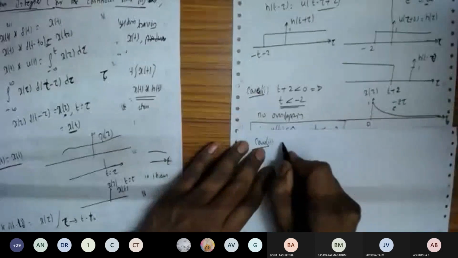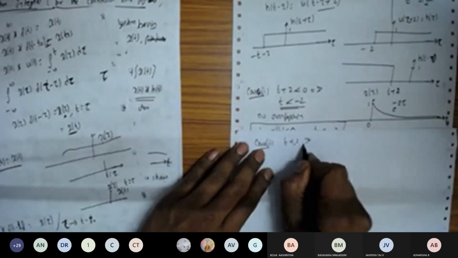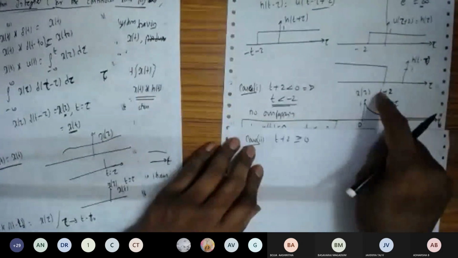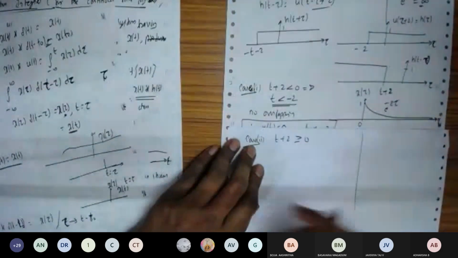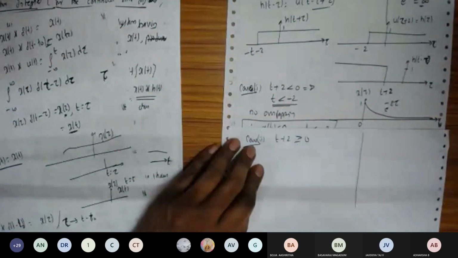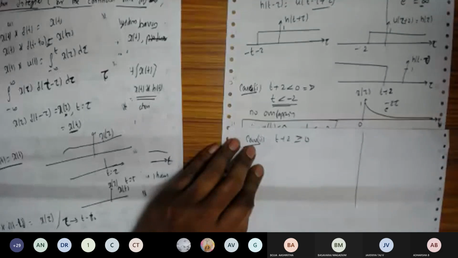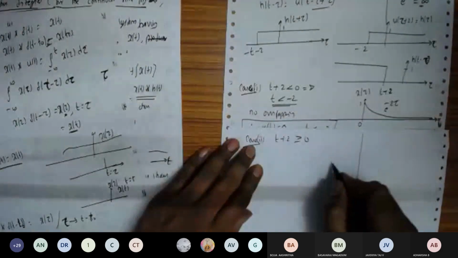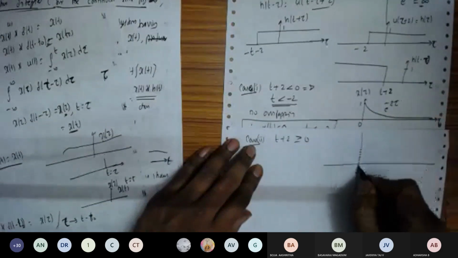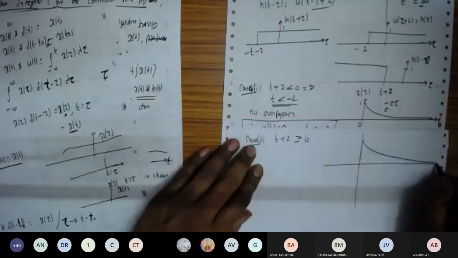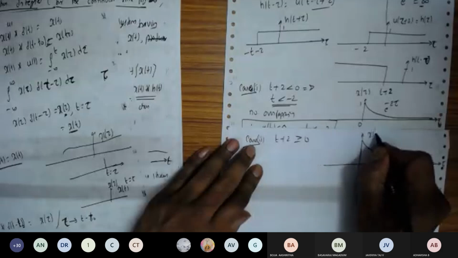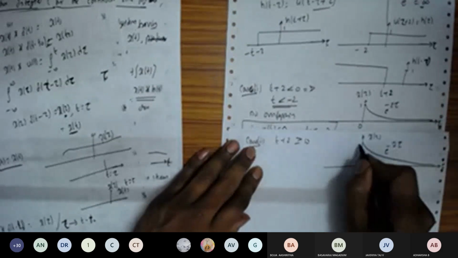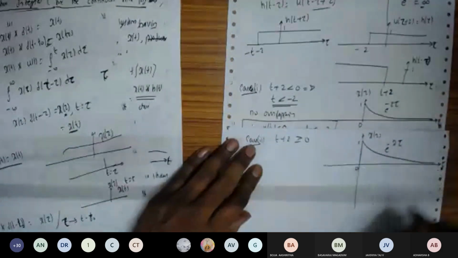So case 2: t plus 2 is greater than or equal to 0. We are going to move this outside, and I'm going to plot the waveform for x of t as well as h of t minus tau. First let me plot x of t. This is the tau axis, and this is x of tau, with amplitude 1 at tau equal to 0.